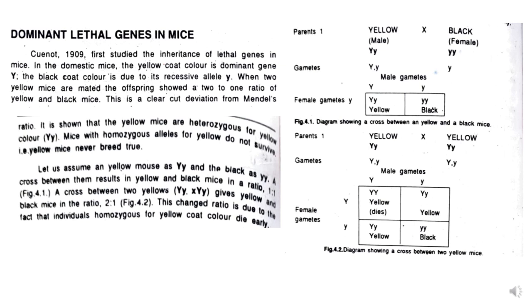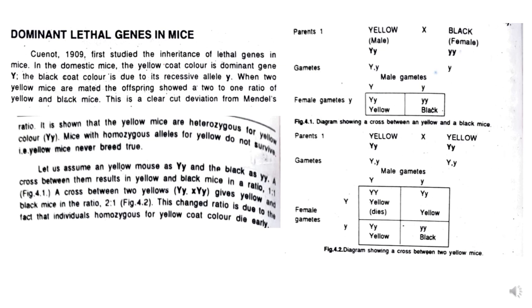When two yellow mice are mated, the offspring showed a 2 to 1 ratio of yellow and black mice. This is a clear-cut deviation from the Mendelian ratio, because it should have shown a 3 to 1 ratio if it were following the Mendelian ratio. Now, it is shown that the yellow mice are heterozygous for yellow color, and the mice with homozygous alleles for yellow do not survive, and yellow mice never breed true.